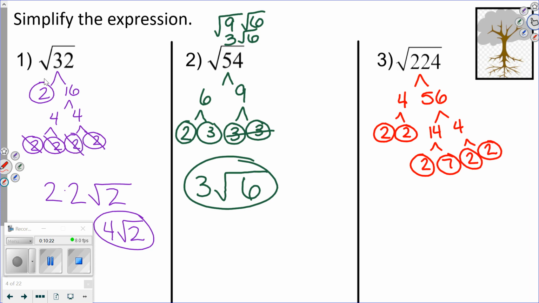For them to be pairs, do they have to come from the same branch? No, they can come from anywhere, any of the numbers that you've circled. All right, what pairs do we have?